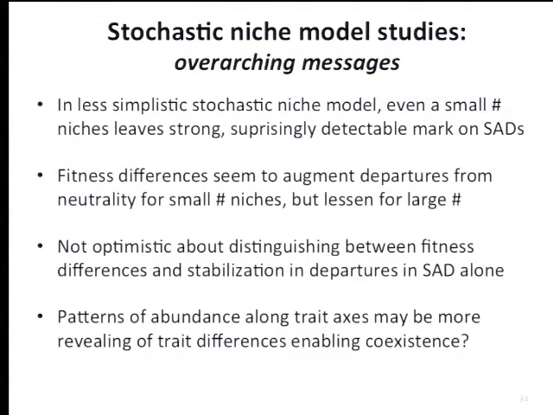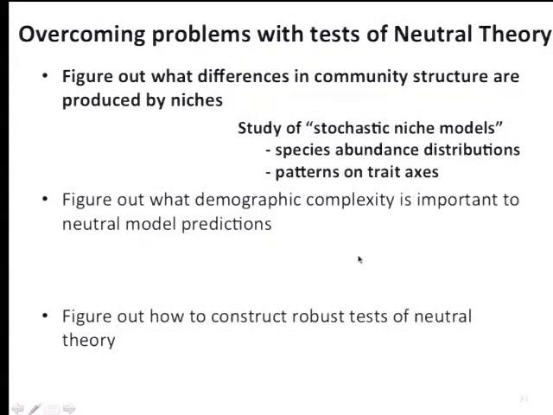Also, the particular differences they create really will depend on what the regional abundance distribution looks like as well. I'm more optimistic about looking at patterning of abundance along trade axes for revealing niche differentiation in particular. Those might help us parse differences in the overall species abundance distribution.